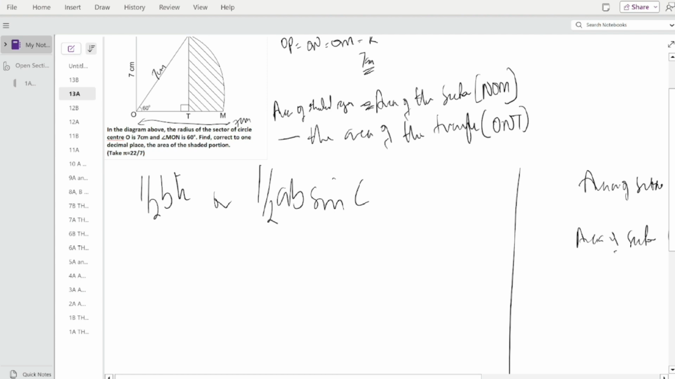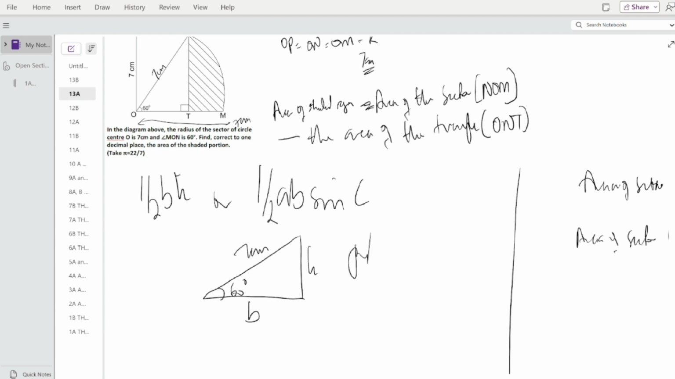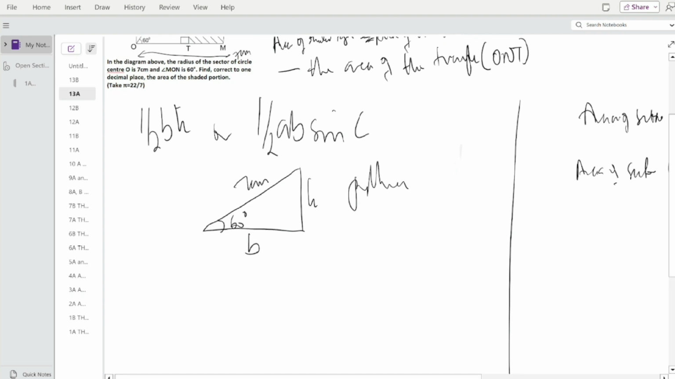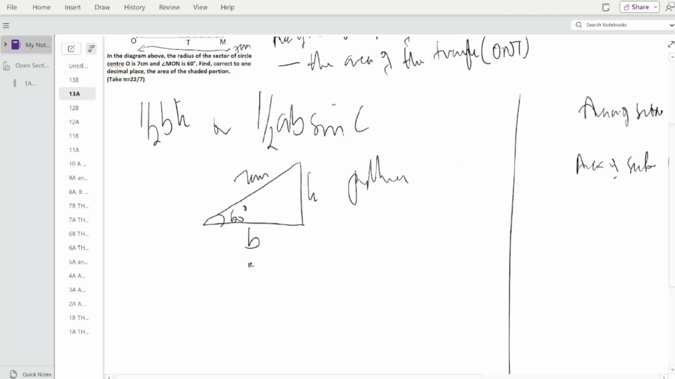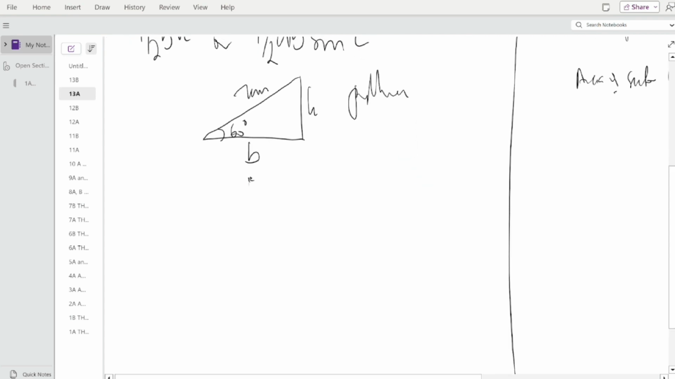Let's say this is our triangle. We have here to be 60 degrees. We have here to be 7 centimeters. We can use half base times height. This is our height. To find our height, we'll find our base using Pythagoras theorem, or we'll find our base still using Pythagoras theorem and use this 60 to solve. So let's just find our base first.